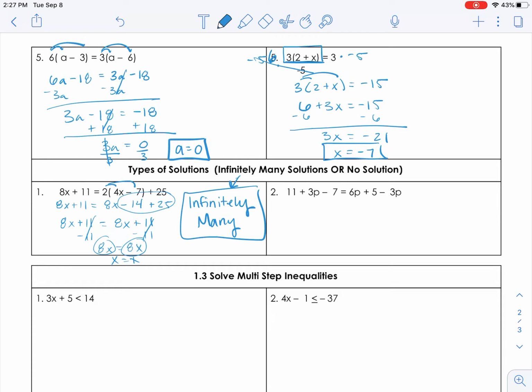Number 2, so let's go ahead and figure that one out. So we'll combine our like terms. So we've got 11 and negative 7 gives us 3p plus 3. And then here we'll take our p's, so we've got 3p plus 5. And we can already see that those are not the same. So if I subtract 3p on both sides, I'm going to end up with a false statement. So it says 3 equals 5, which we know is not true. So that means there's no solution.